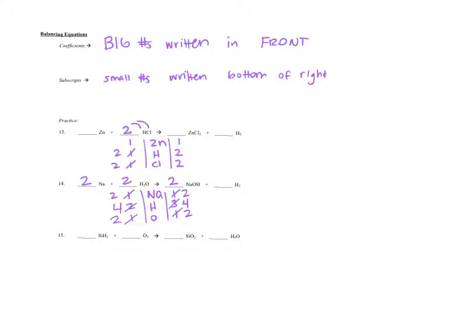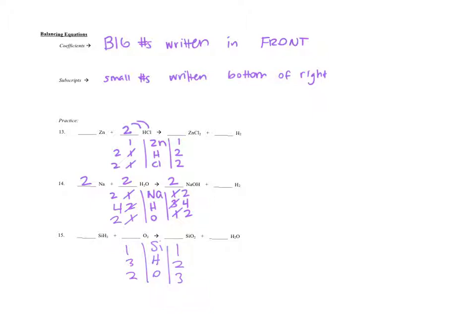All right, the next one, I'm going to do Si, H, and O. Left side has 1, 3, and 2. Right side has 1, 2, and 3. Remember, oxygens, you add them. 2 here, 1 here. So we go on. Si's are good, H's are not.